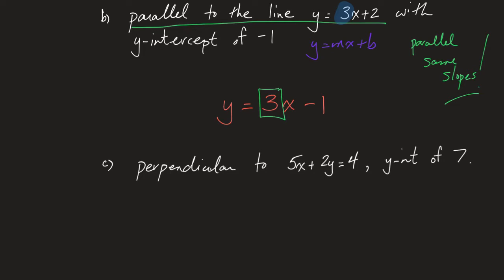Okay, I want you to jump into C now. Build the equation of the line that is perpendicular to that line and has a y-intercept of 7. Okay, give that one a shot, create the equation. Let's pause the video now.